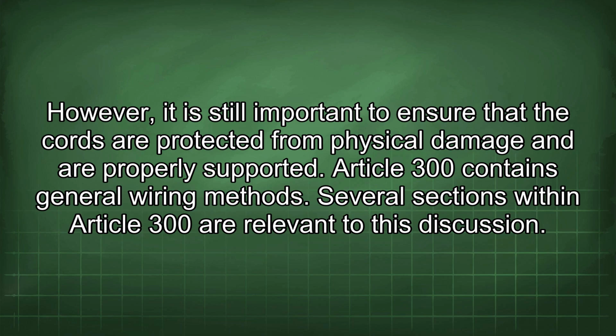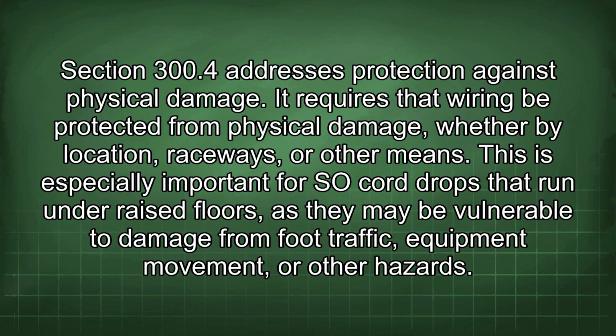Article 300 contains general wiring methods. Several sections within Article 300 are relevant to this discussion. Section 300.4 addresses protection against physical damage. It requires that wiring be protected from physical damage, whether by location, raceways, or other means. This is especially important for so-called drops that run under raised floors, as they may be vulnerable to damage from foot traffic, equipment movement, or other hazards.